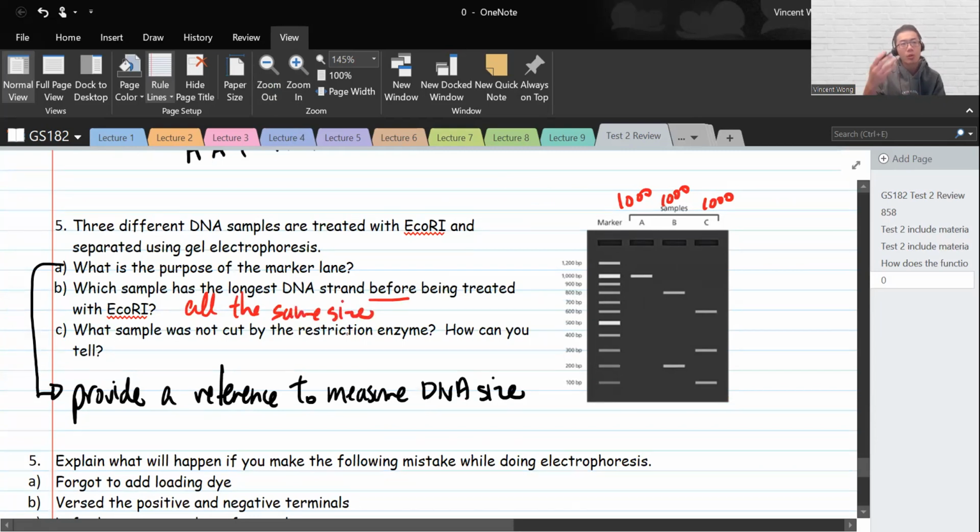But if I'm just looking for the longest fragment after you cut them, this is the longest one, because it's closest to the well. What sample was not cut?